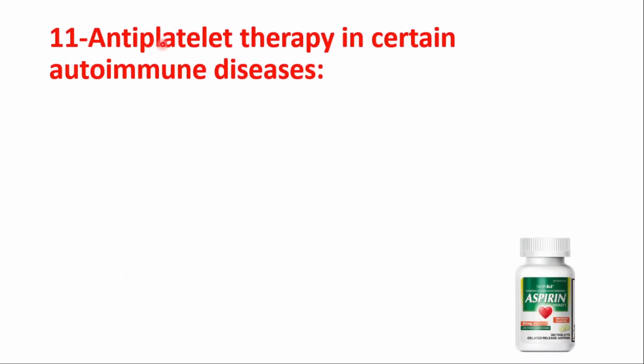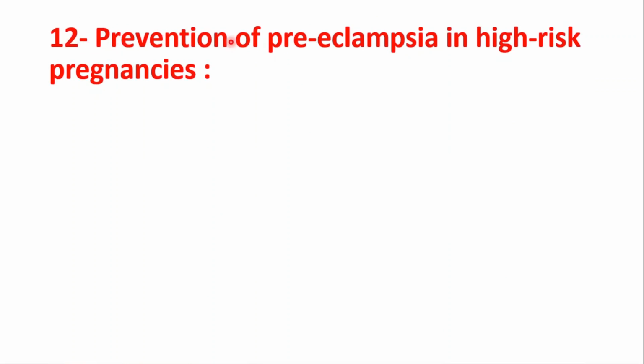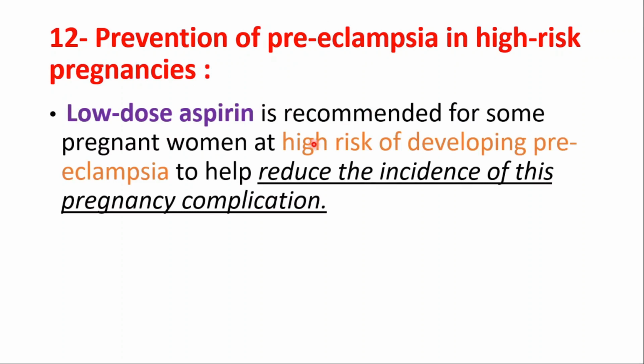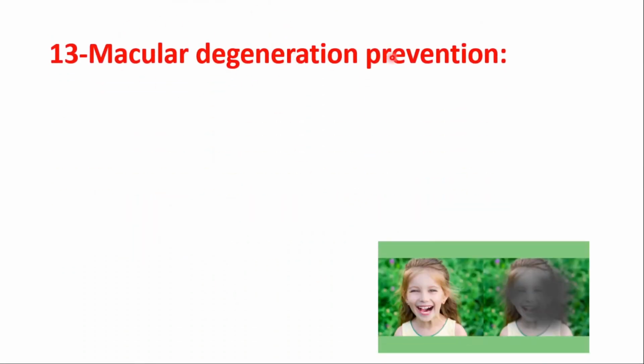Number 11, we have antiplatelet therapy in certain autoimmune diseases. Certain autoimmune diseases increase your risk of stroke, in conditions like antiphospholipid syndrome and systemic lupus erythematosus, SLE. Aspirin may be used as part of the treatment to reduce the risk of blood clots. Number 12, we have prevention of pre-eclampsia in high-risk pregnancies. Low-dose aspirin is recommended for some pregnant women at high risk of developing pre-eclampsia to help reduce the incidence of this pregnancy complication.